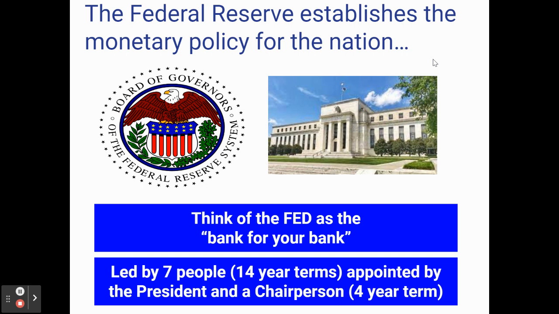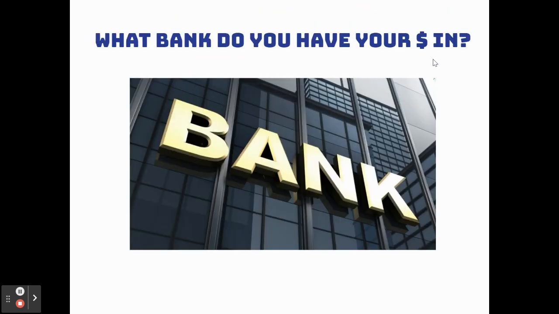So, the Federal Reserve is a group of people that run the main regulatory agency for your bank. So think of this as the bank for your banks. It's basically led by a board of governors, which serve 14-year terms. They're appointed by the president and confirmed by the Senate. And the Federal Reserve is led by a chairperson, also appointed by the president, who serves a 4-year term. So these individuals are largely responsible, right? They work out of Washington, D.C., for establishing the country's monetary policy.